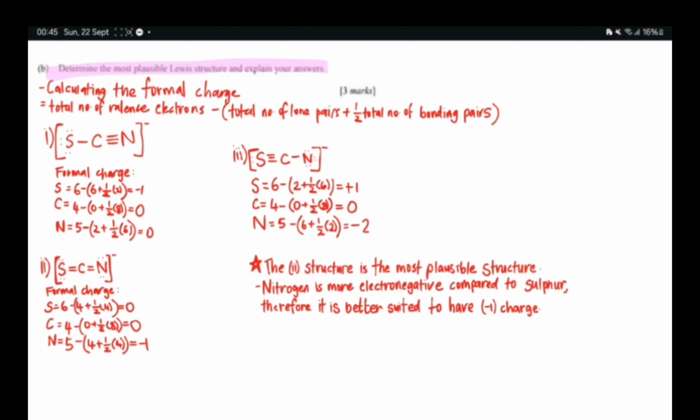So in this case, the second structure will be the most plausible structure. This is because nitrogen is more electronegative compared to sulfur. Therefore, it is better suited to have the -1 charge, because when we look at structure 1 and structure 2, sulfur has -1 charge. Meanwhile, in structure 2, nitrogen is the one that has a -1 charge. So we will choose structure 2 because nitrogen is more electronegative compared to sulfur.